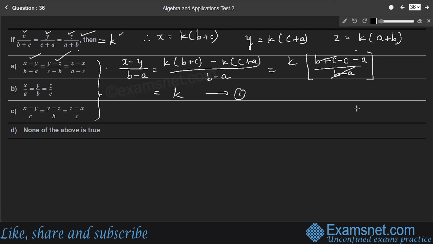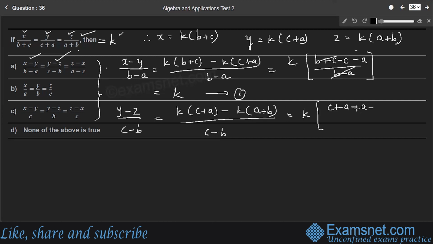Let us consider second part, which is y minus z by c minus b. Substituting the values of y and z: k into c plus a minus k into a plus b whole divided by c minus b. Again, take out k outside. So c plus a minus a minus b whole divided by c minus b. A and minus a will get cancelled and c minus b will get cancelled. Therefore, we have k as the answer. Therefore, equation 1 is equal to equation 2. First part is equal to second part.